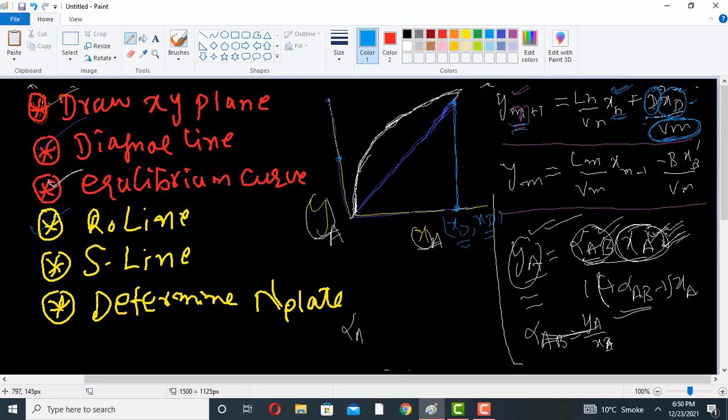So once we obtain this y-intercept, we will combine this point and this point and draw a line. This is called the rectifying line. We can also find this rectifying line by this point xD comma xD and the slope Ln divided by Vn. So the slope of this line is Ln divided by Vn. Ln is the molar flow rate of liquid leaving the plate M, and Vn is the molar flow rate of vapor leaving the plate M.